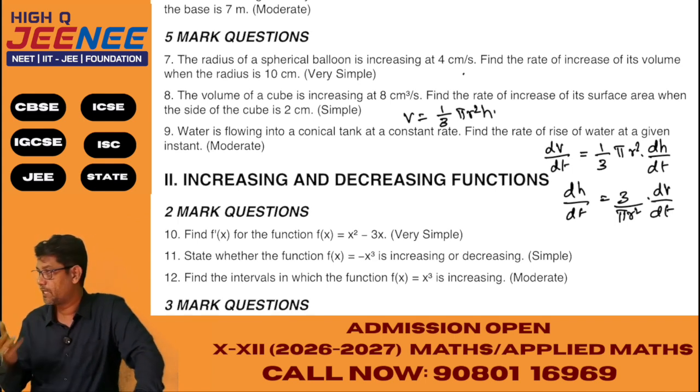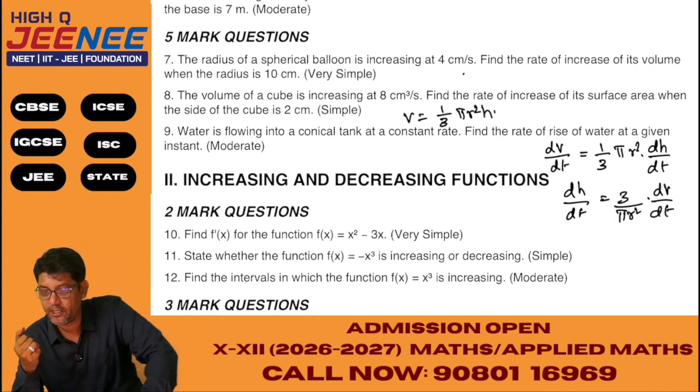As simple as it is. They ask you to find out the rate of change because no other information is given, right? Water is flowing into a conical tank at a constant rate. Some rate.